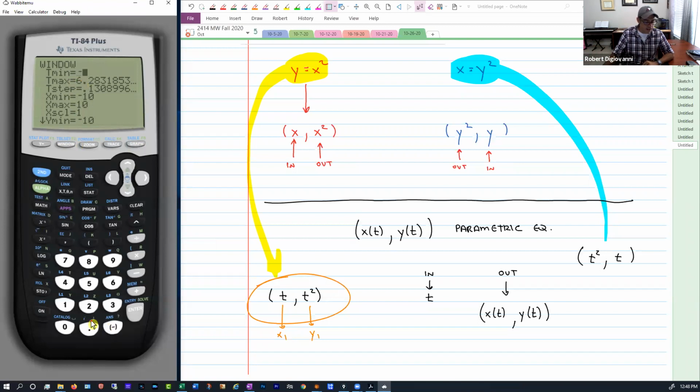Change that to -10 to 10. And then regraph it, and you'll get your whole parabola. Now, the beauty of this is that if you go back to y equals, let's just leave that one there, and let's reverse it now. For x2, y2, let's do the t squared as the x, and then the t is the y, and graph it. And now you're going to get your sideways parabola. Make sense?